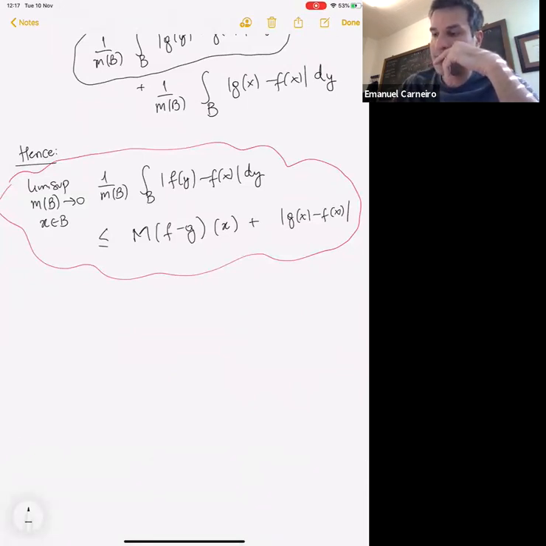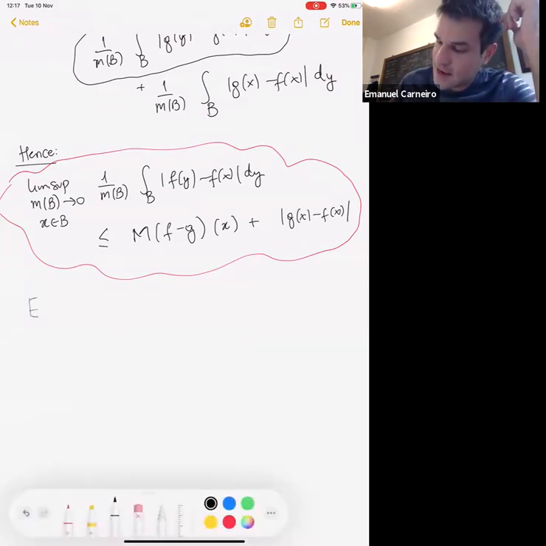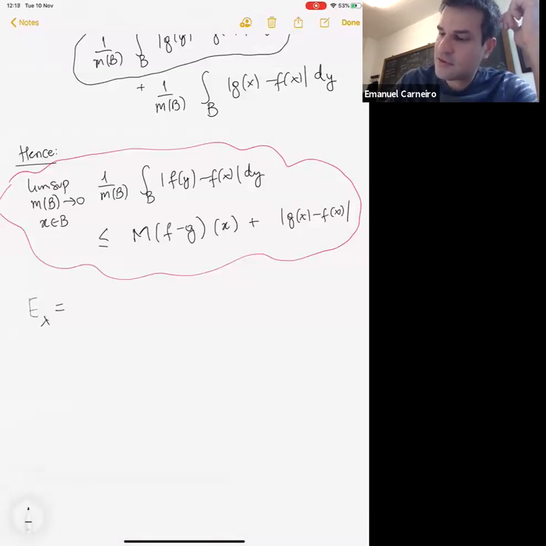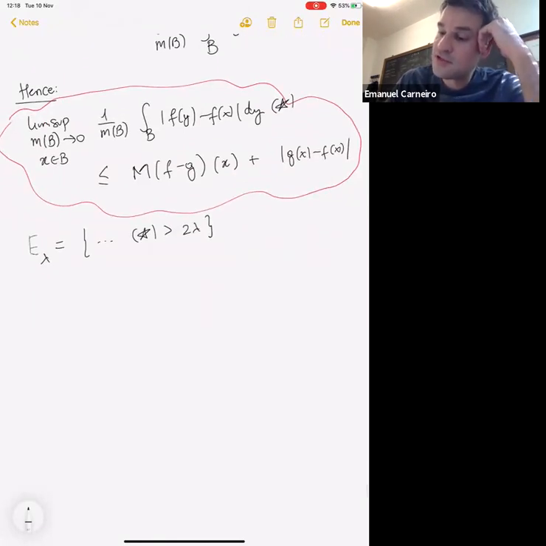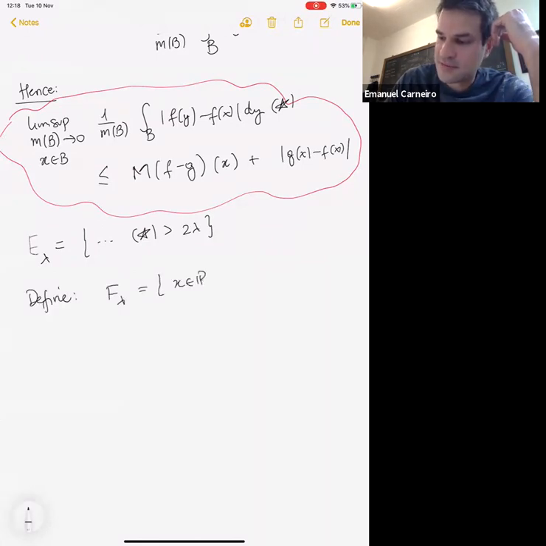Now, remember, the set E lambda was the set where star was bigger than 2 lambda. But you have seen that star is smaller than a sum of 2 things. So let me define the set F lambda as the set of x in R^d such that M of (f minus g) of x is bigger than lambda.